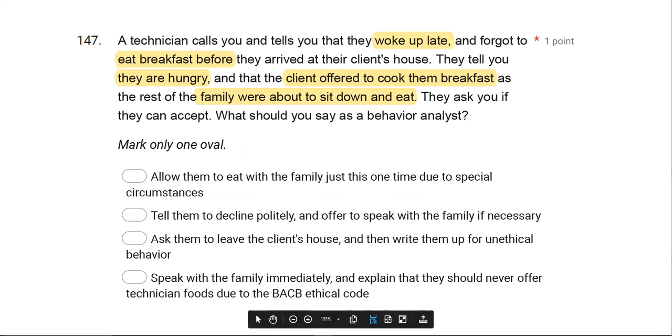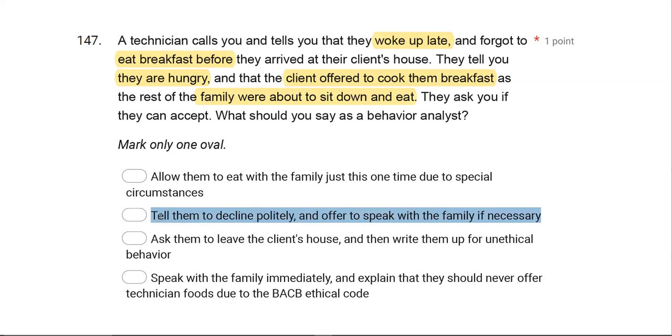D, speak with the family immediately and explain that they should never offer the technician foods due to the BACB ethical code. Well, if the technician is able to decline politely and nothing else comes of it, leave it there, right? No sense in trying to fix something that isn't broken, right? You just might do more harm than good. So everything is fine here. All you want them to do, decline politely, and then you offer to speak with the family if necessary.